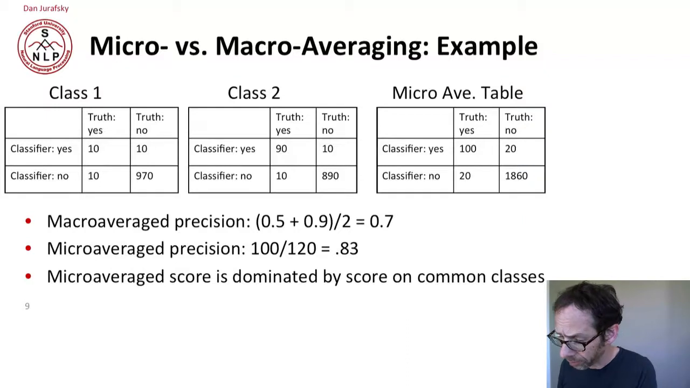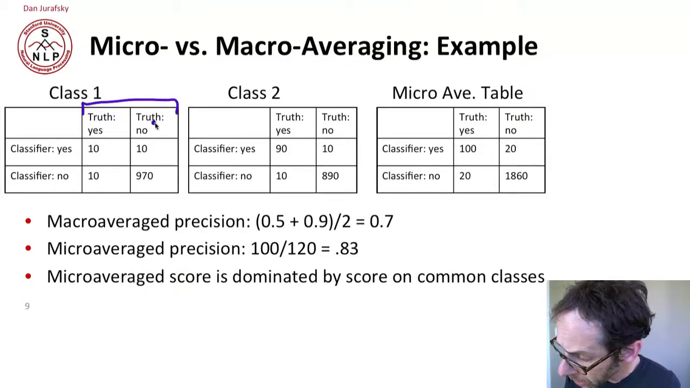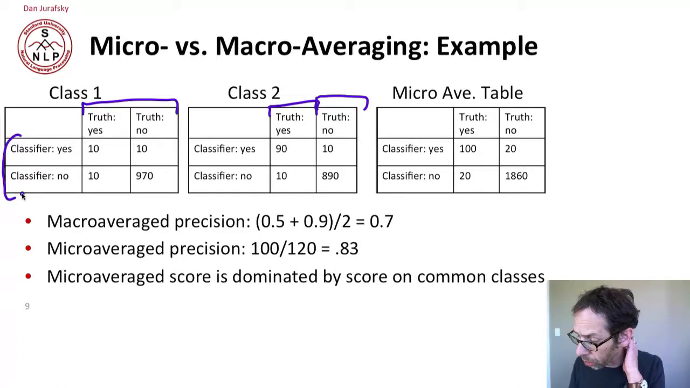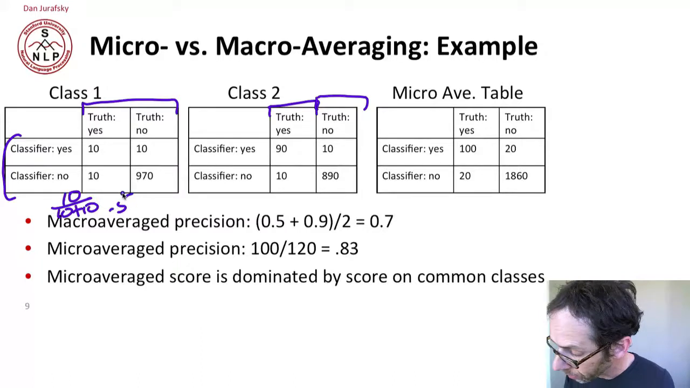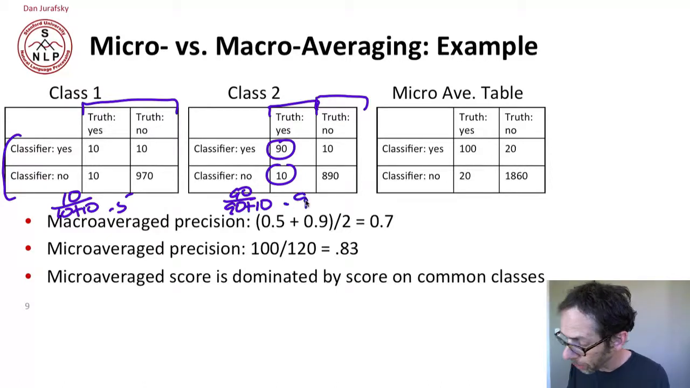Let's look at an example. Here we have two classes, class 1 and class 2, and here's all the things that are true yeses and true nos for class 1, and here's things that are really in class 2 and really not. And here's what our classifier returns. So for our macro average precision, we're going to compute precision separately for the two classes. For class 1, 10 over 10 plus 10, so that's 0.5. For class 2, 90 over 90 plus 10, or 0.9. So our macro average precision is the average of 0.5 and 0.9, or 0.7.